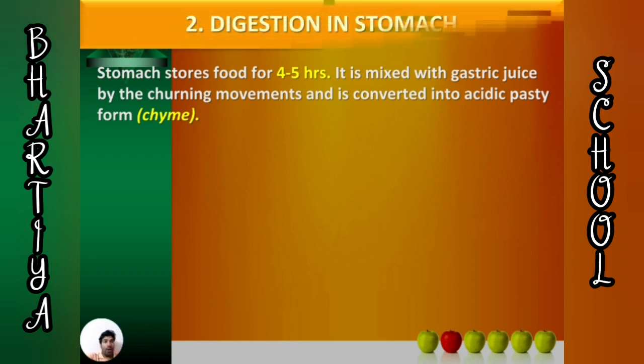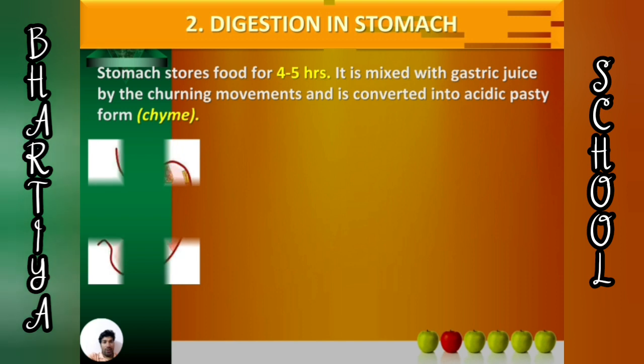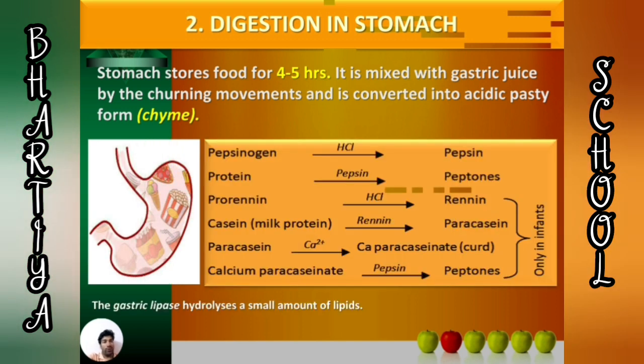Digestion in the stomach occurs with the help of gastric juice. In gastric juice, the enzymes present are pepsinogen and prorenin. These are protein digesting enzymes secreted by the gastric gland. The gastric gland secretes HCl, and this HCl first of all activates the enzyme pepsin. Pepsin is secreted in inactive form, that is pepsinogen.